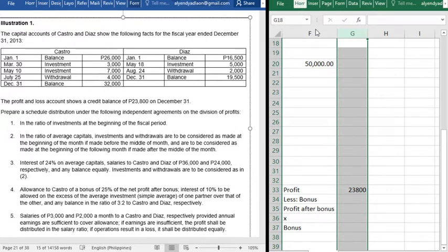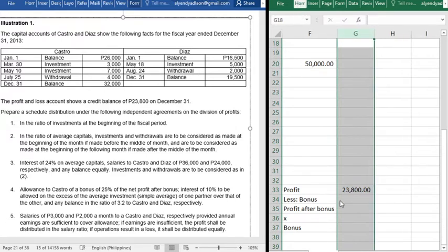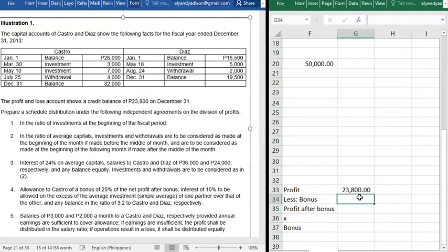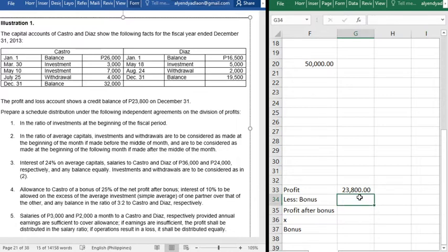Now to get the bonus, we need the bonus. So how are we gonna do this class? To get the bonus, we need the bonus. So there is no bonus yet. How are we gonna get the profit after bonus? That is profit less bonus, and then multiplied by the percentage, accordingly, that is 25%. So how are we gonna get the bonus? Profit after bonus times bonus. So we cannot get the answer. How are we gonna do that? So here.